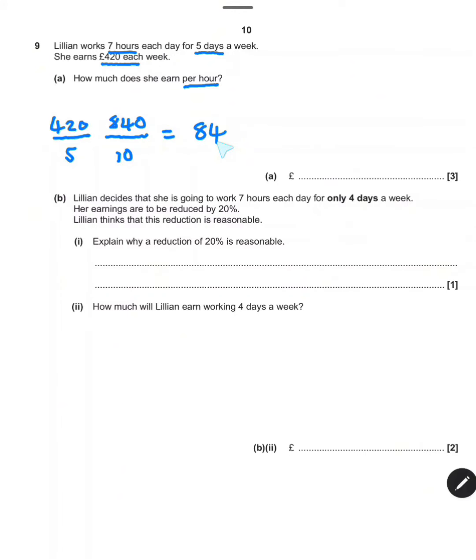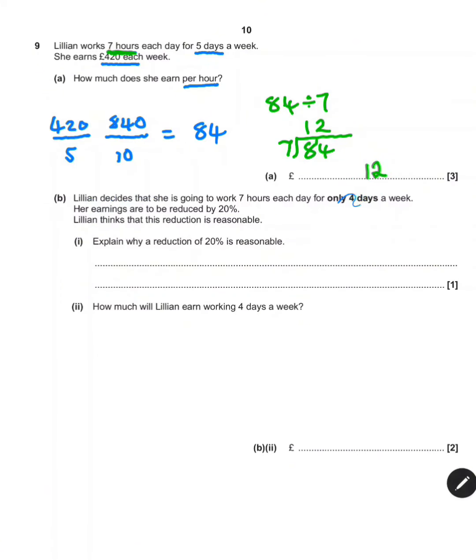which is 84. I then need to take the 84 and divide by 7. So I'm going to use bus stop method for that. 84 divided by 7. How many 7s? Now in 84, 7s into 8 is 1 remainder 1, and 7s into 14 is 2. She earns £12 per hour.